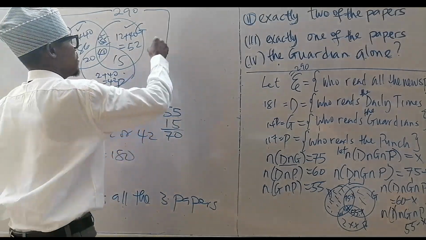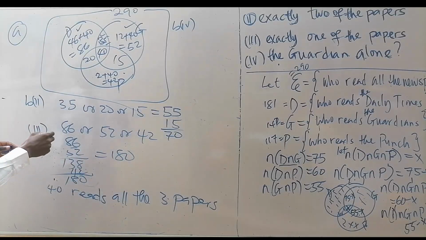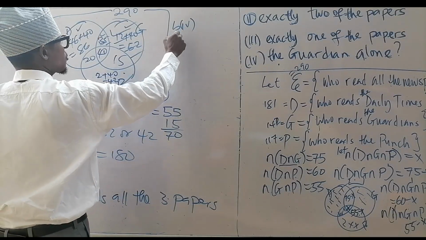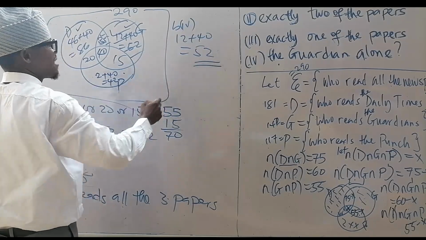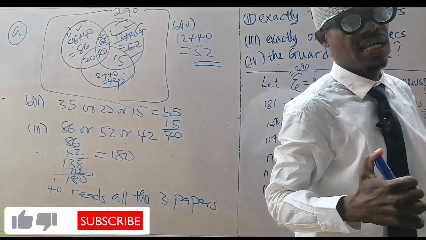And finally, B4, the Guardians only. Just go to Guardians only. Guardians only will be this place. That's 12 plus 40. That's Guardians only. And that's that on this particular question.